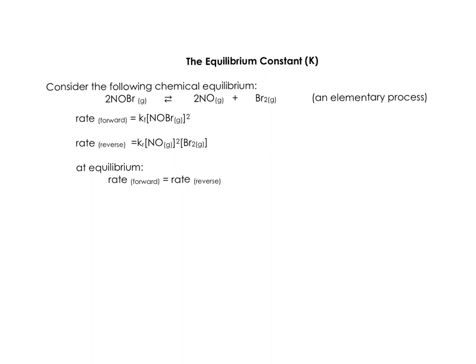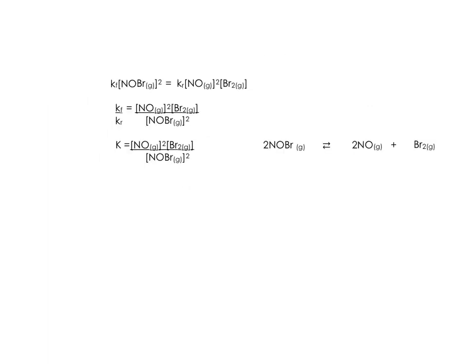But we know at equilibrium that the rate of our forward reaction is equal to the rate of our reverse reaction. So we can set these two expressions equal to each other. So Kf times NOBr to the second order is equal to Kr times NO to the second order times Br2 to the first order.